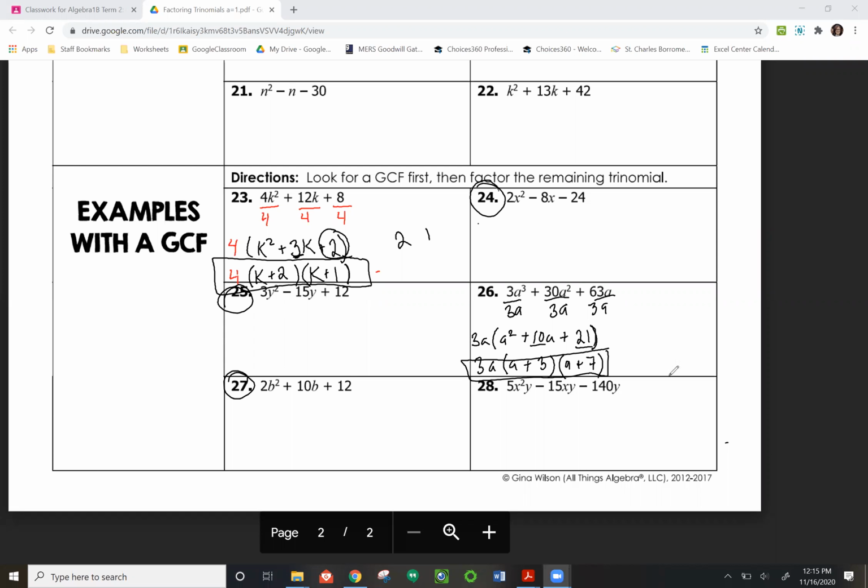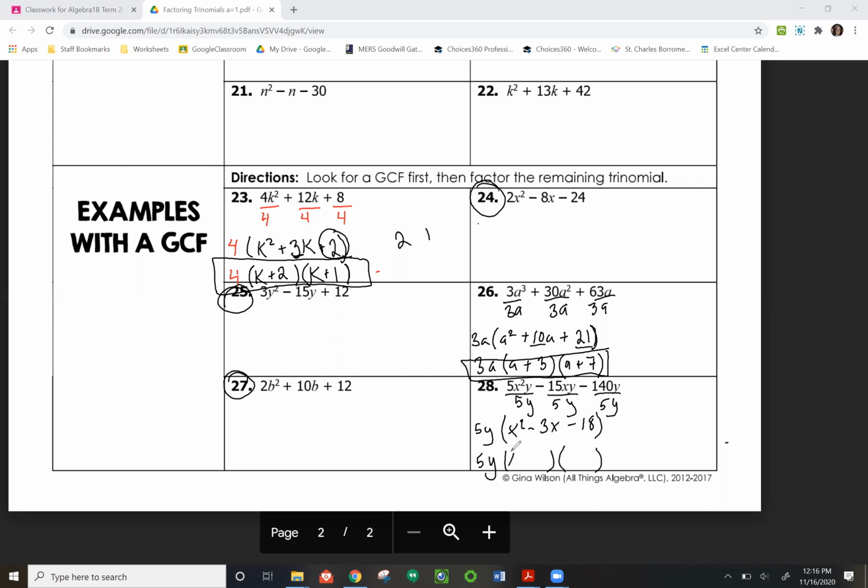Okay, so here on 28, I'm going to divide a 5 evenly into all of these. And then also, I think I can pull out a y from all of them. Okay, so I'm going to pull that 5y out. I'm going to divide it out of each term. So I'm left with an x squared minus 3x minus 18.